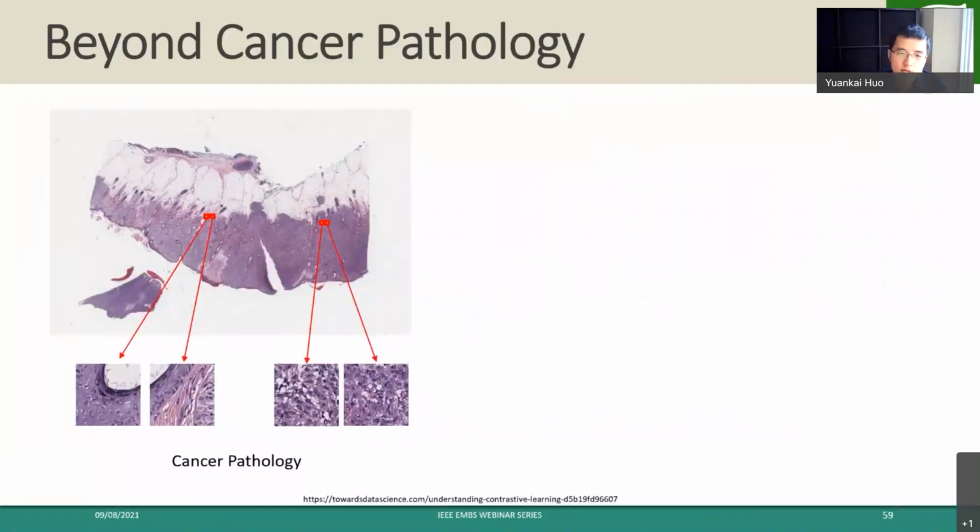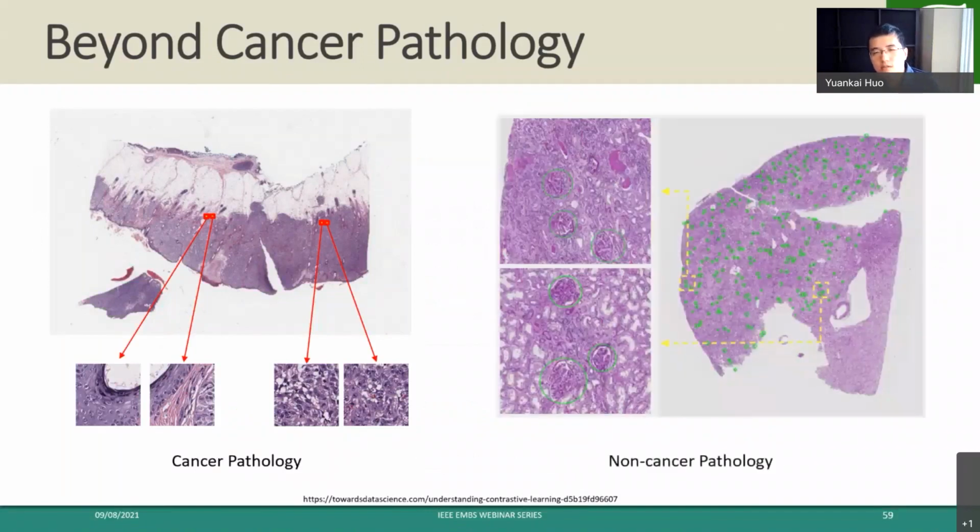Okay, so we introduced self-supervised learning on cancer pathology, but how about another family, called non-cancer pathology? In that case, we are interested in the isolated objects on a whole slide image. For example, this is renal pathology, and if we're interested in glomeruli, we first need to identify all glomeruli rather than just sample the nearby patches.